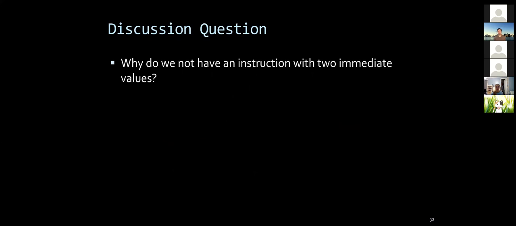And one question I have here to test your thinking a little bit: why don't I have any instruction that has 2 immediate values? I showed you 2 registers. I showed you register plus constant immediate value. I showed you how to write into memory. But why not 2 immediate values? Why don't I have an add of 10 and 17 and write into register 0?